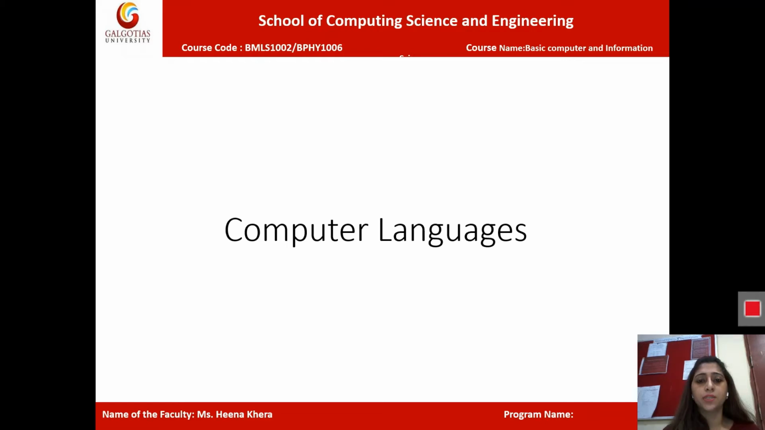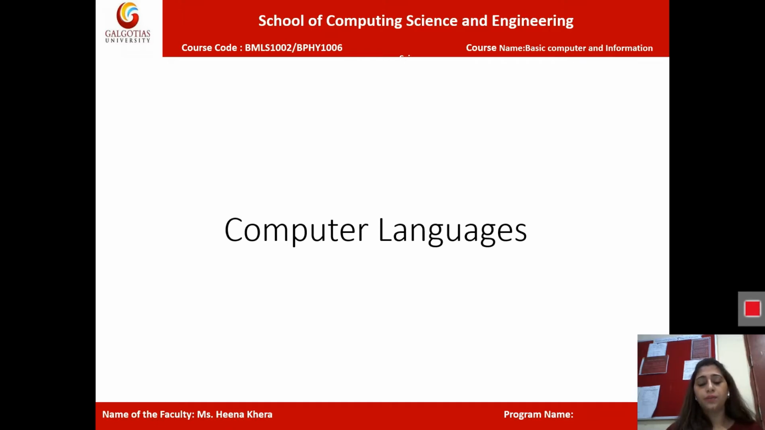Right now we need to understand that when we talk about computer languages, there are two main categories: low level language and high level language. Firstly, we need to know what a language is. A language is the way in which we interact. Being humans, we interact in many languages. Everybody has their mother tongue, and every human has their own way of explaining.